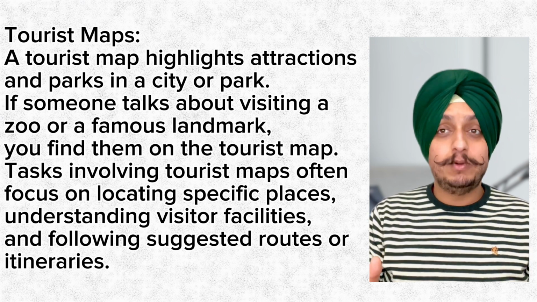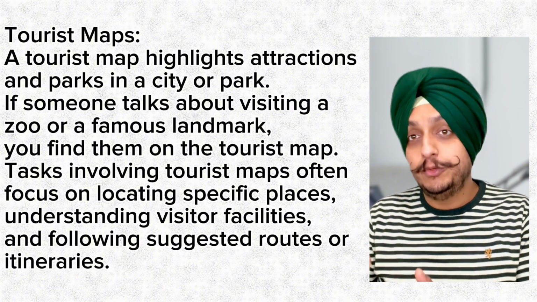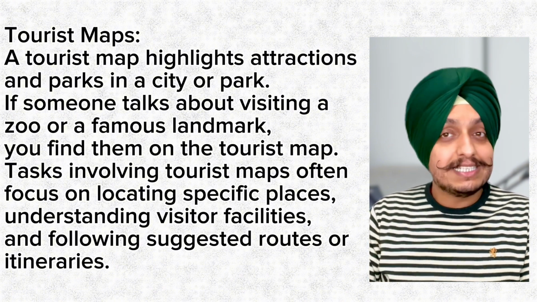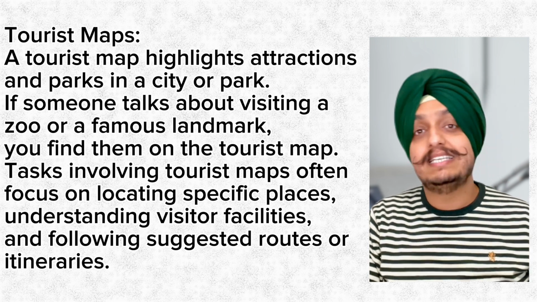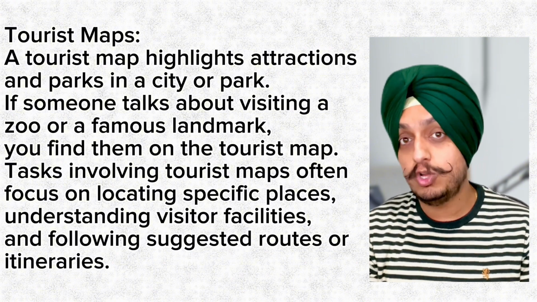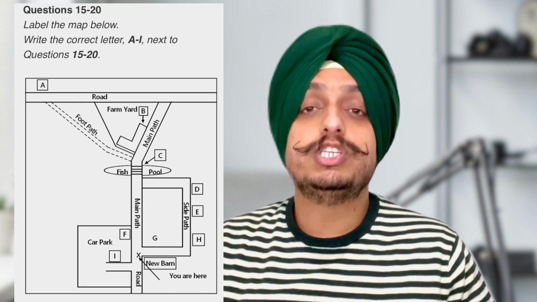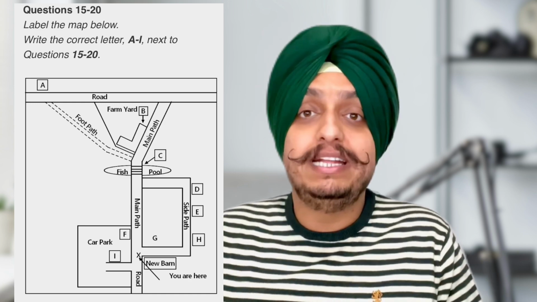If someone talks about visiting a zoo or a famous landmark, you find them on a tourist map. So tasks involving tourist maps often focus on locating specific places, understanding visited facilities, and following suggested routes or locations. Again, an example could be Cambridge 11 Test 1, which is about Fiddy Working Heritage Farm. And again, it's about labeling the map.